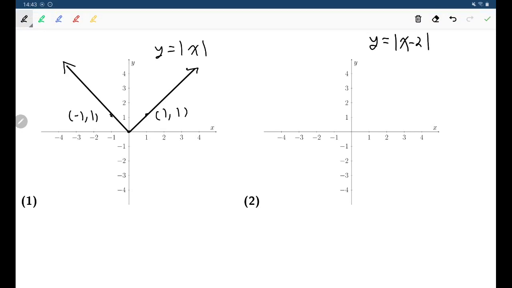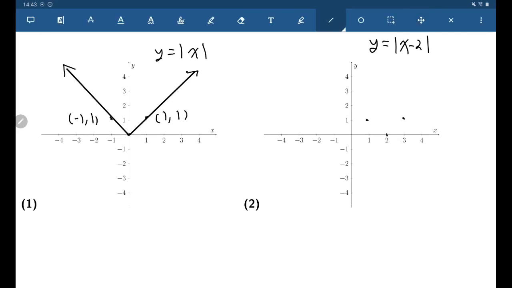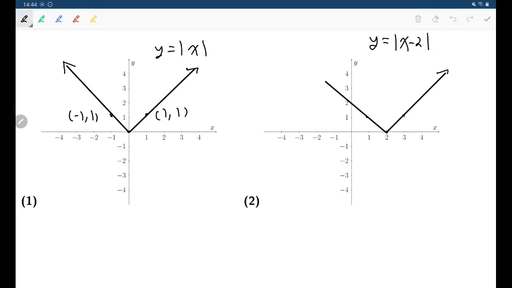I'll graph that by taking all of my points and moving them all 2 units to the right, adding 2 to every x coordinate. So the first point, negative 1, 1, when I added 2 to its x coordinate, I got 1, 1. 0, 0, when I added 2 to its x coordinate, I got 2, 0. And then 1, 1, when I added 2 to its x coordinate, I got 3, 1. So just adding 2 to every x coordinate for all of my points.